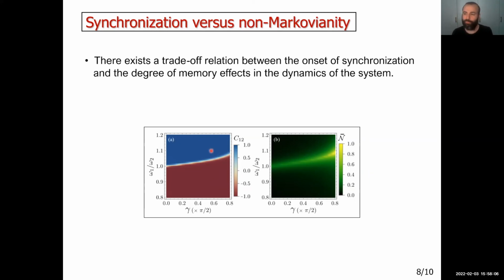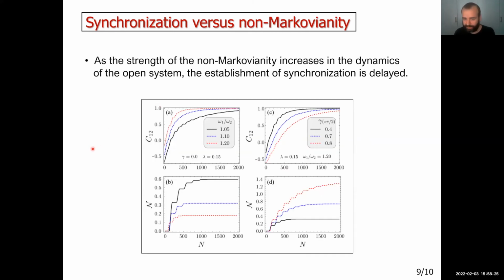But one might wonder, in this region, for instance, there is non-zero non-Markovianity, but synchronization or anti-synchronization is still established. Yes, it's true, but the next plot explains what happens there. Indeed, as the strength of the non-Markovianity increases, the establishment of synchronization is delayed. It occurs at a later time.